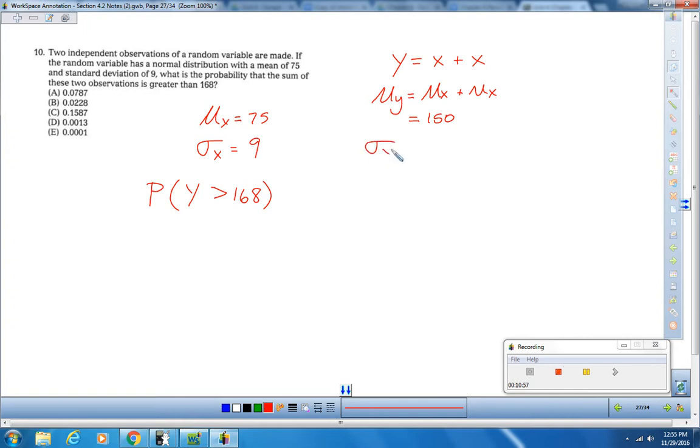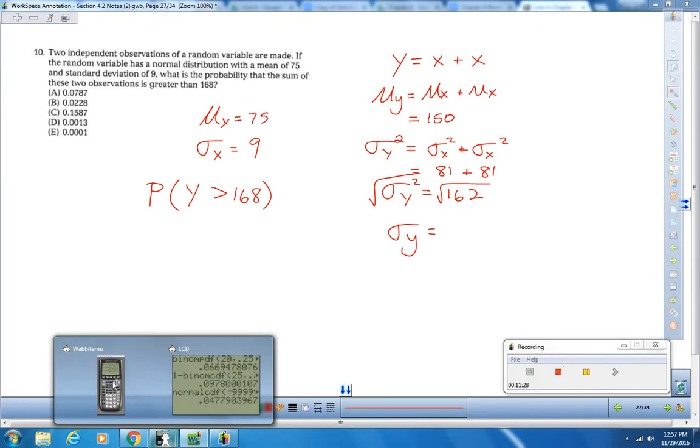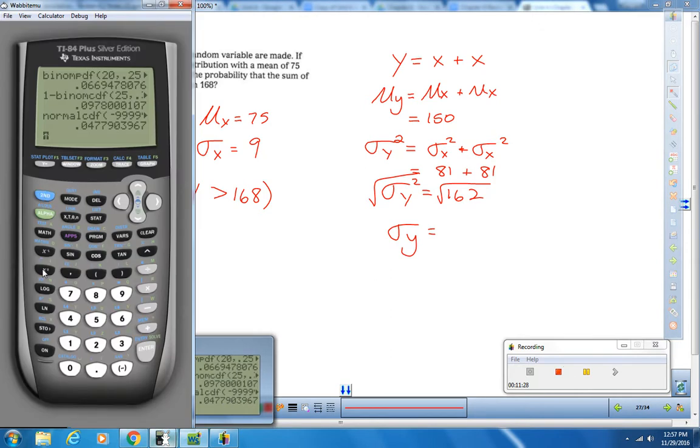And the standard deviation of y has to be calculated by using the variance. So I have to do the variance of x plus the variance of x. So 9 squared plus 9 squared is 81 plus 81. So the variance of y is 162, which makes the standard deviation of y the square root of this. So that's 12 point something, I just don't know what. So let's take the square root of 162. 12.728.